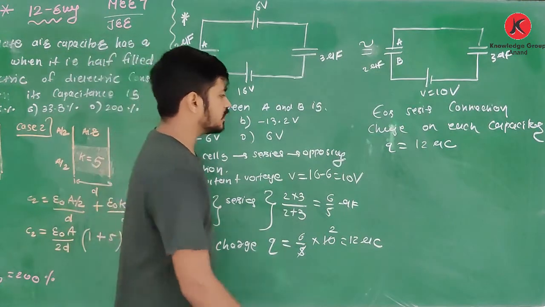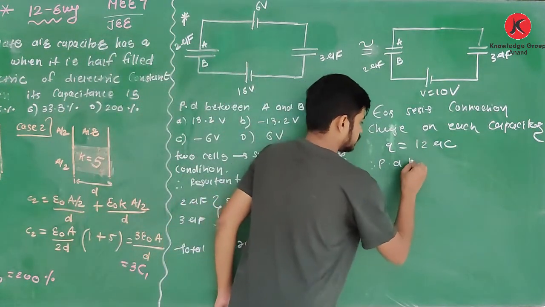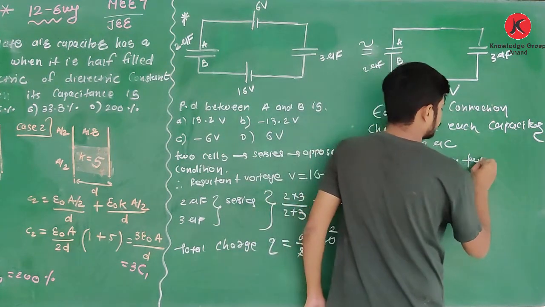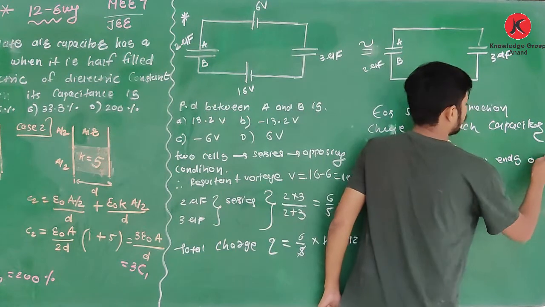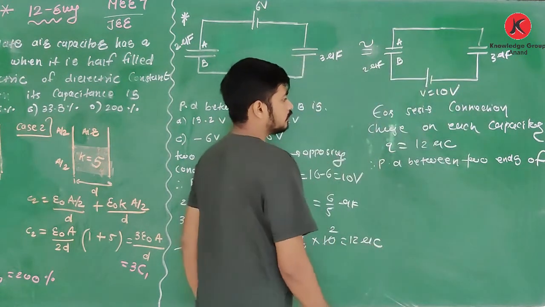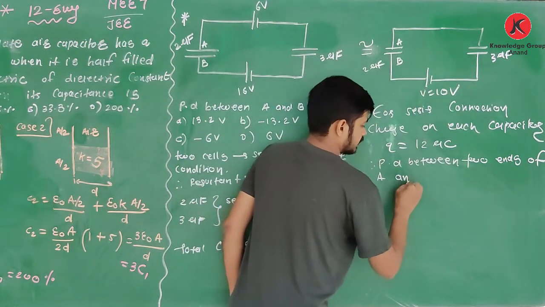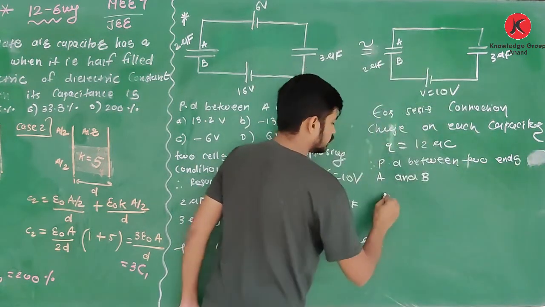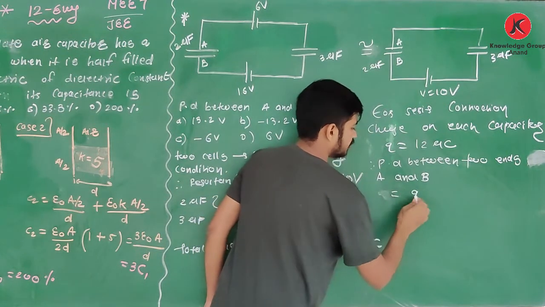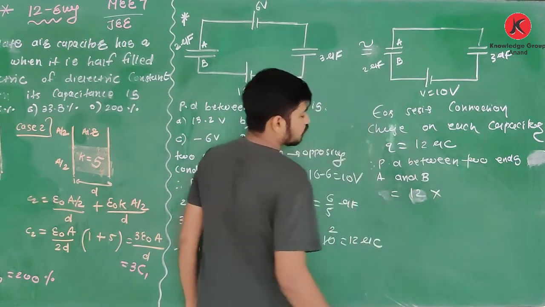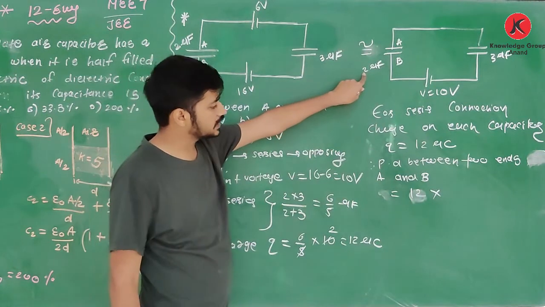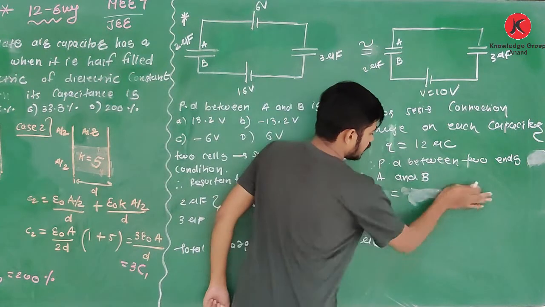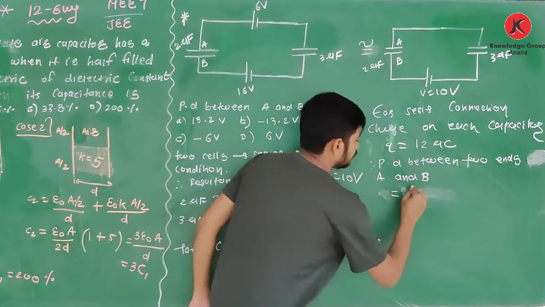Now we have to find potential difference. So therefore, potential difference between two ends A and B is equal to Q. What is charge? It is 12. And what is C? Its capacitance. Sorry, you have to find potential difference. So V is equal to Q upon C. What is Q? It is 12.